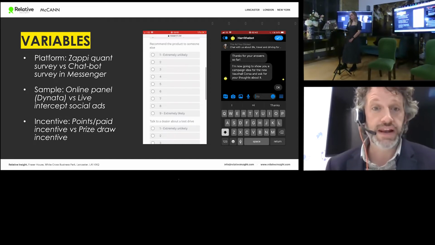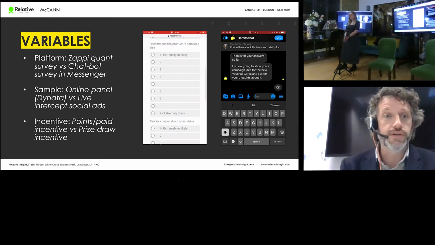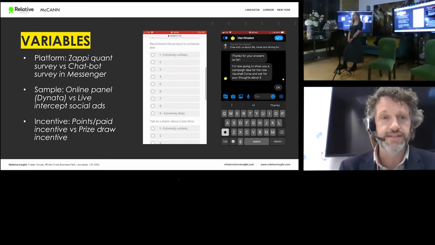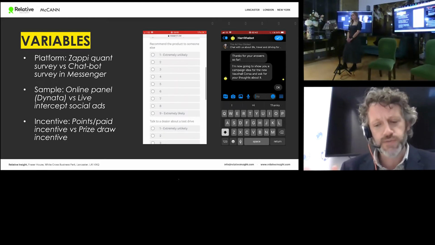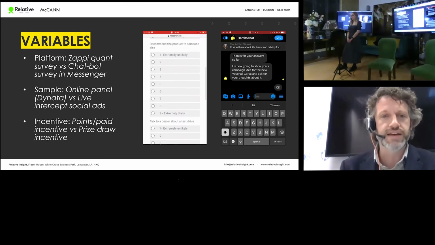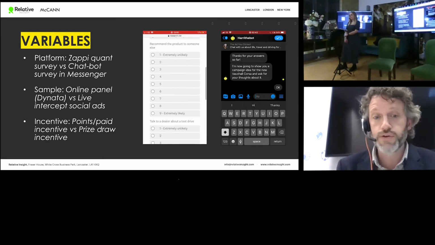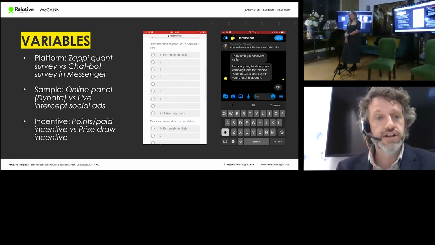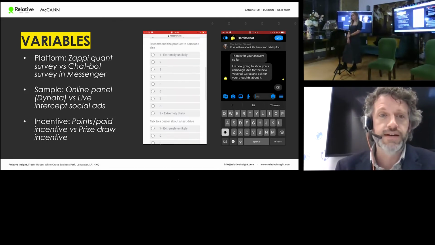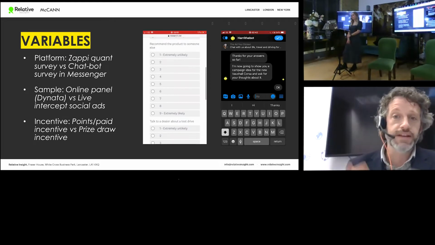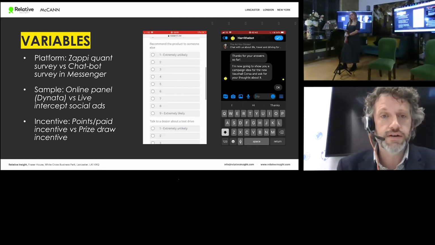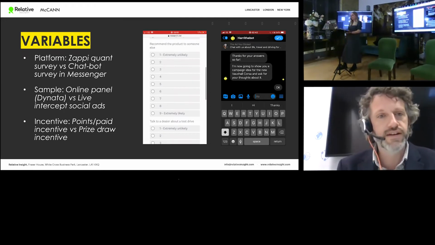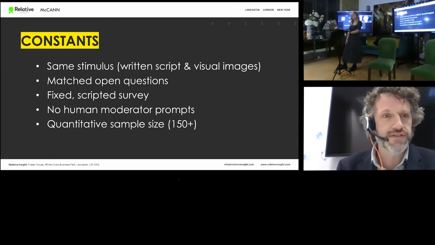And the one on the left, the Zappi traditional quant, using things like a quant survey, Dynata sampling, paid incentives, that is what we would call the industry standard. That's what we're competing against, and what a lot of people, some of you on the call, are probably using to do your early stage concept testing. And then we were looking at, would it be more engaging, richer, more quality data if we chatted to people via a chatbot methodology in Messenger and recruited people into a live environment rather than panel sample?